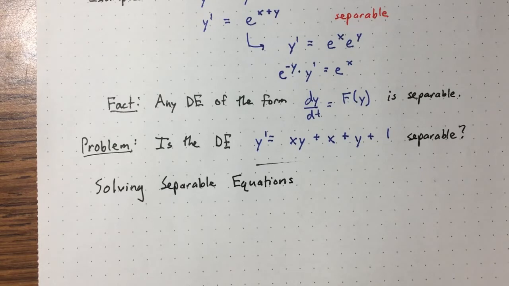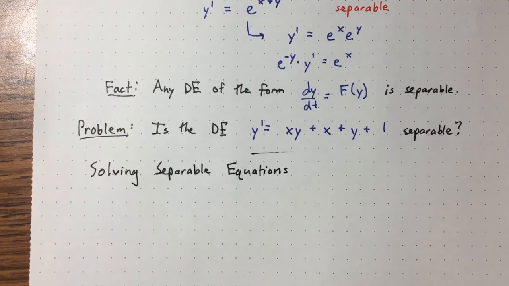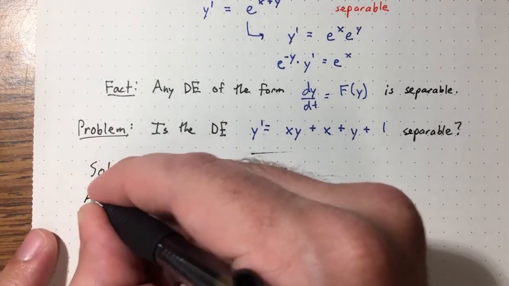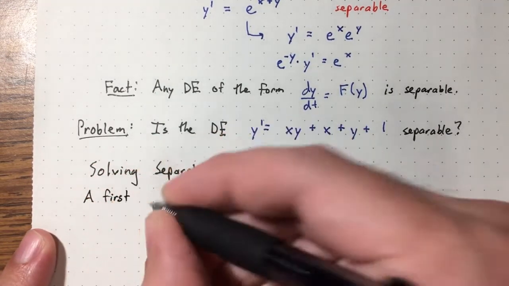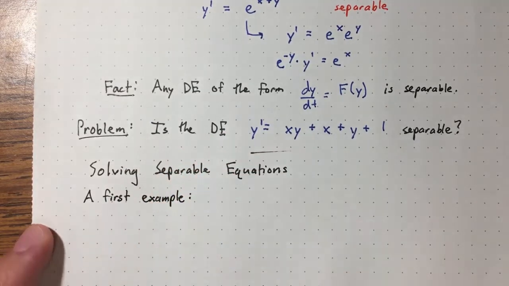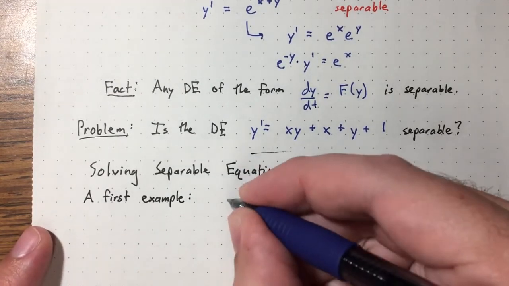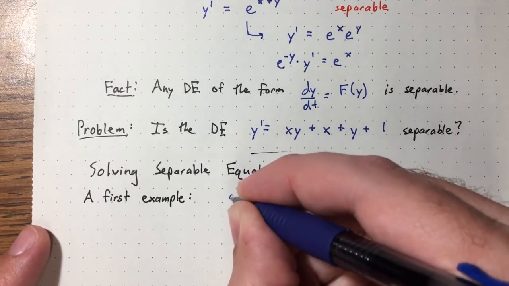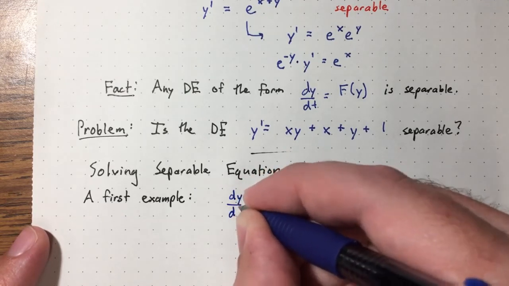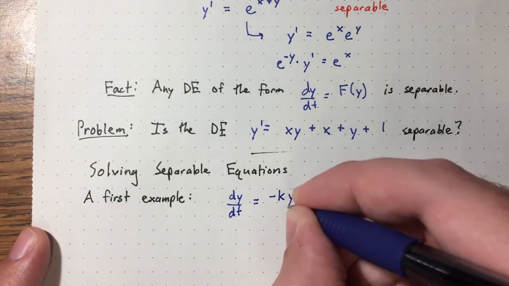And I really think the best way to learn how to do this is to just start doing an example. So let's look at a first example. It's better to see this concretely in the form of an example. So we'll actually take one of the differential equations from the first lecture, dy/dt equals negative k times y.